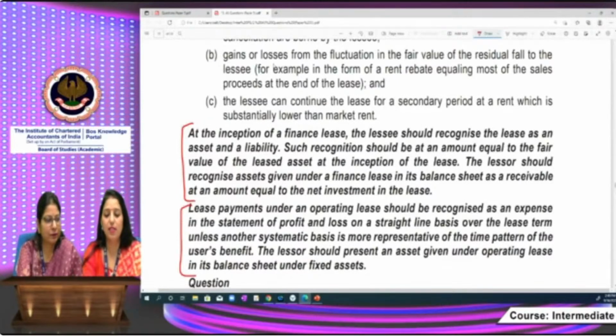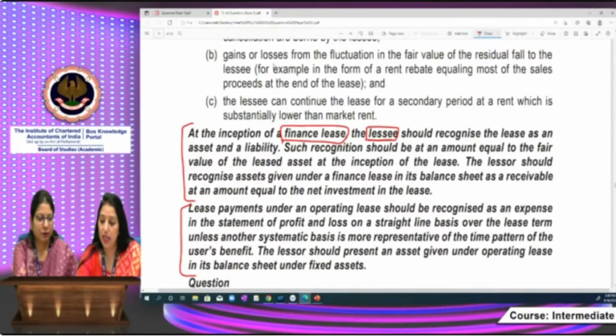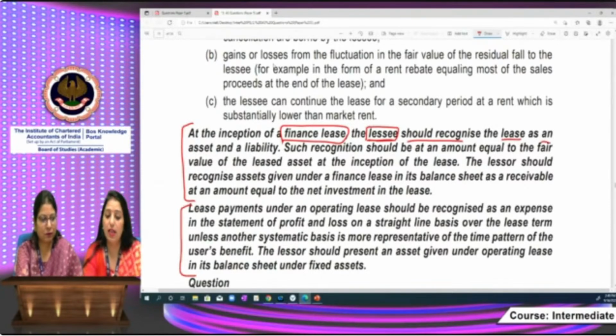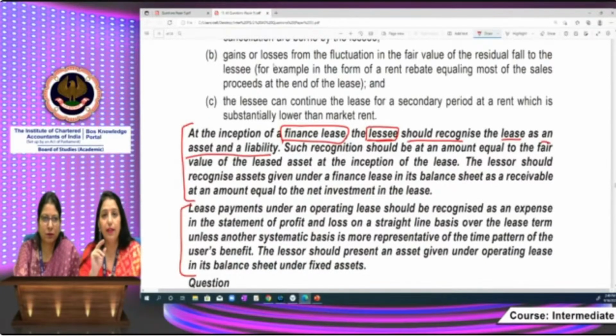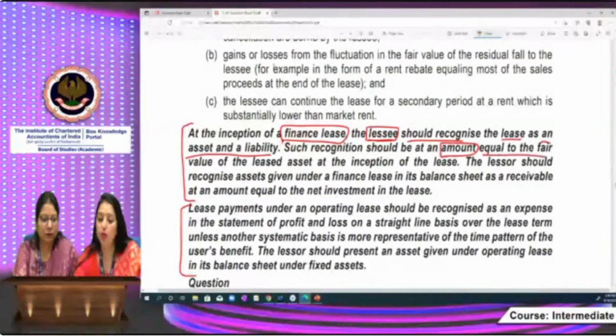It says that at the inception of the finance lease, the lessee should recognize the lease. The main difference between finance lease and operating lease is who is going to recognize the asset and the depreciation. In case of the finance lease, the lessee should recognize the lease as an asset and liability. Such recognition should be at an amount equal to the fair value of the leased asset at the inception of the lease.